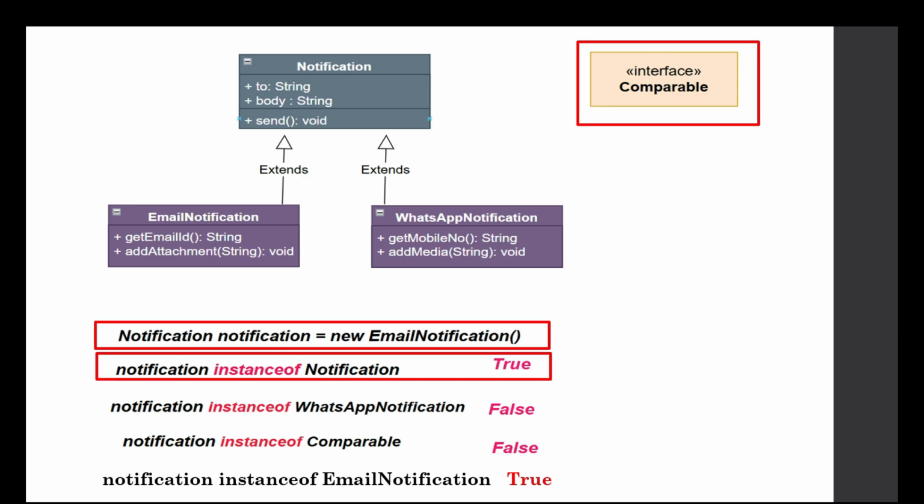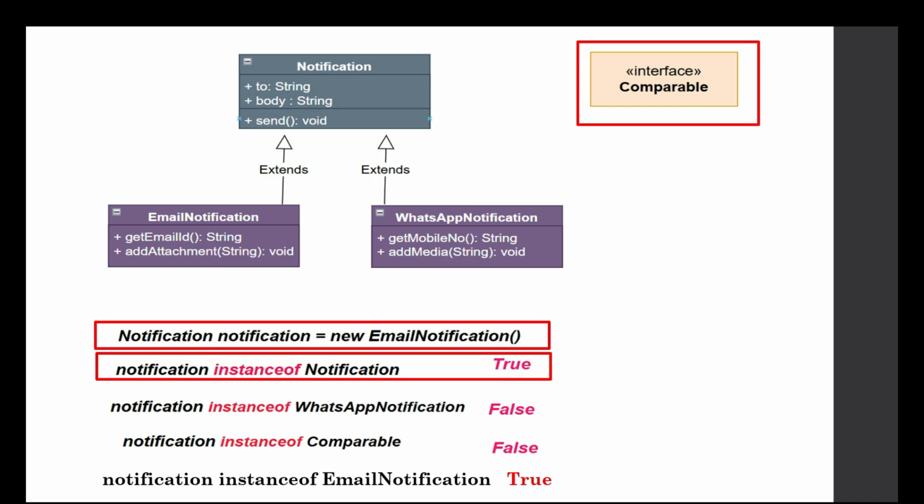If we use instanceof operator to check whether this notification is an instance of the Notification or not, then it is going to return true, because the object which we have created is for EmailNotification, and EmailNotification is a child class for Notification. So that's why it is going to return true.